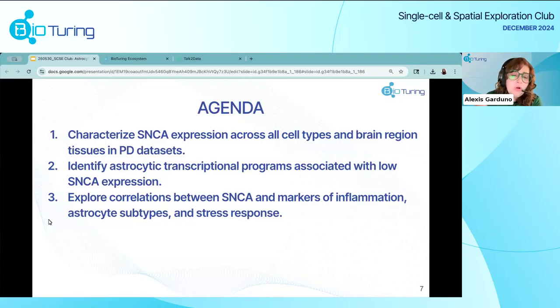The third one we'll also try to cover, if we have some time, is exploring correlations between NC and SNCA with other genes, and whether these other genes can give us some indication of their role in inflammation, stress response, or also protection. So that will be the last thing, but if we don't have enough time, we can definitely do a follow-up session or one-to-one if you are interested in this area as well.